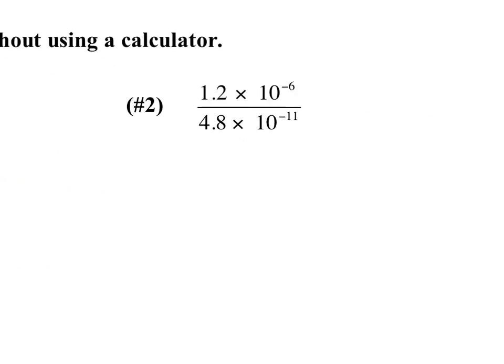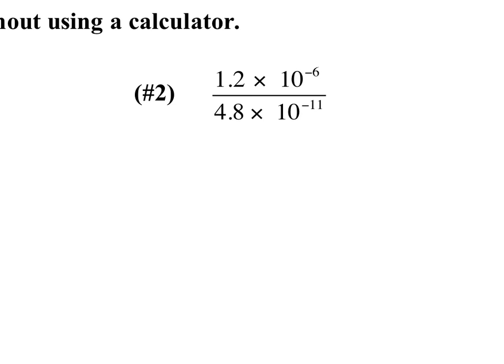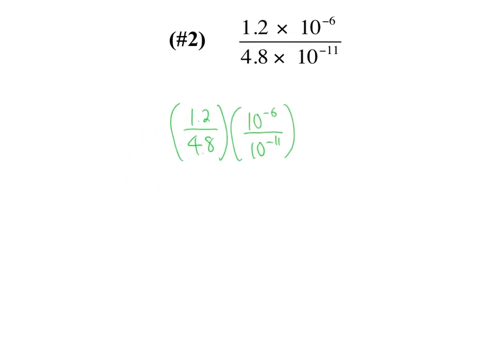All right, last example. We have 1.2 times 10 to the negative 6 divided by 4.8 times 10 to the negative 11th. Well, we're going to go ahead. We're going to divide like things here. So 1.2 divided by 4.8. And we're going to do 10 to the negative 6 divided by 10 to the negative 11th. So 1.2 divided by 4.8 is 0.25.